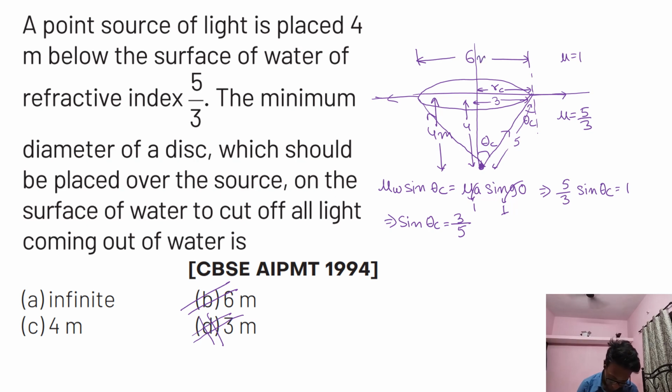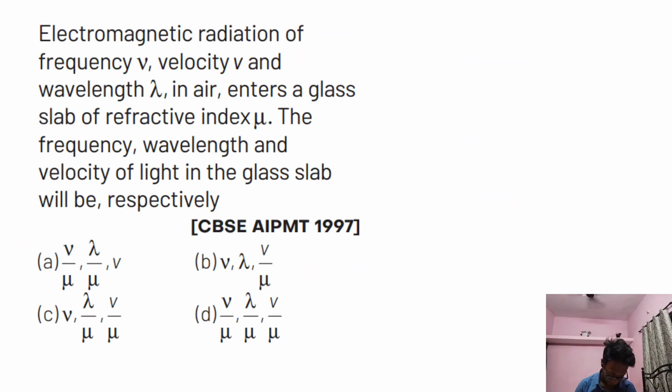6 meters should be the entire diameter. Okay, let's read the next question. Electromagnetic radiation of frequency nu, velocity v, and wavelength lambda in air enters a glass slab of refractive index mu. The frequency, wavelength, and velocity of light in the glass slab will be, respectively.